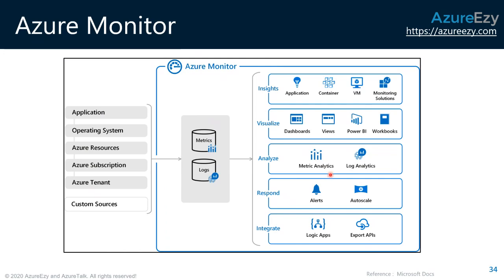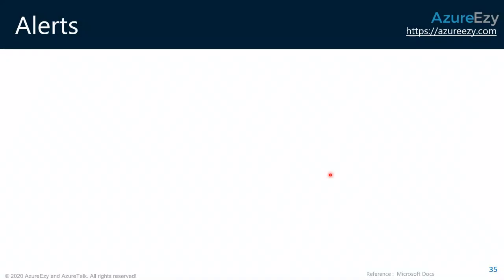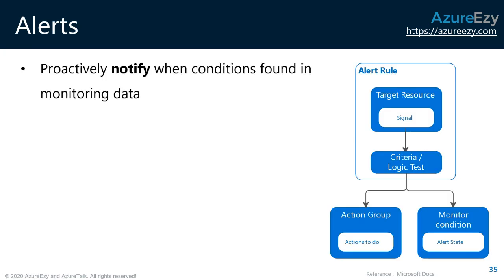Now, moving ahead, let's discuss this alert that we were discussing in the previous slide. What is this alert actually? An alert is something which proactively notifies when some condition is met, or some condition is found in your monitoring data.